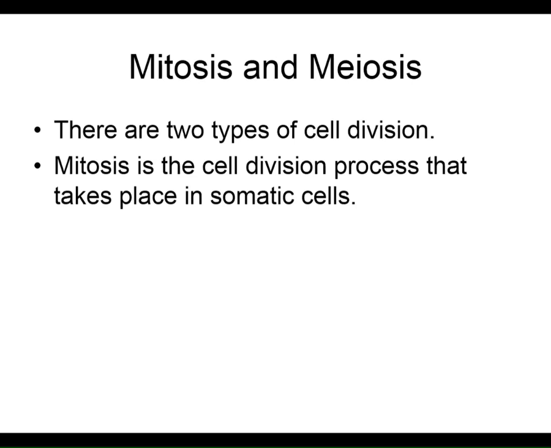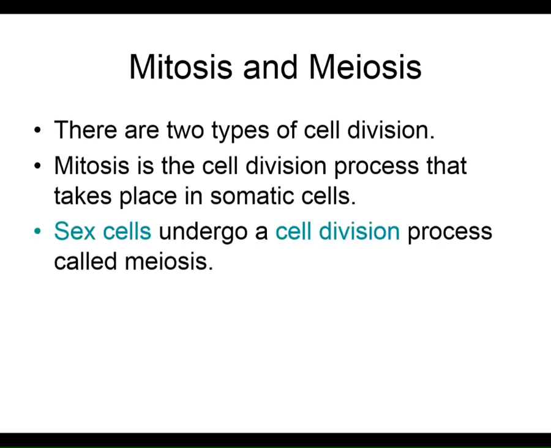There is, however, another type of cell division called meiosis, and this is a type of cell division occurring only for the production of your sex cells or your gametes. So they're the only cells in your body that are involved with meiosis.